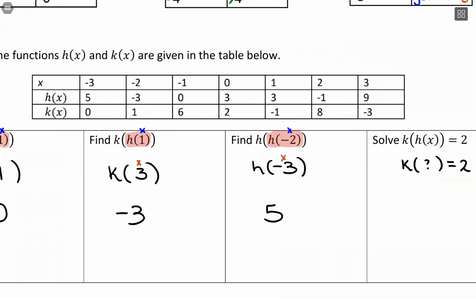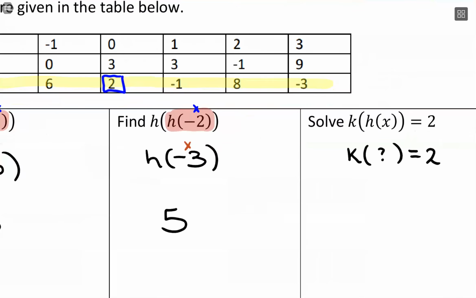So I'm going to go to my table and I'm focusing on the output values, and I want to see where do I have an output of 2. And that's happening right here. So the input that I would need for my function is 0. So what I just found there is that I know that k of 0 is equal to 2. So what I'm really solving here is now I can look at the inside of the function and know that in order for this to work, I need h of x to be exactly equal to 0.